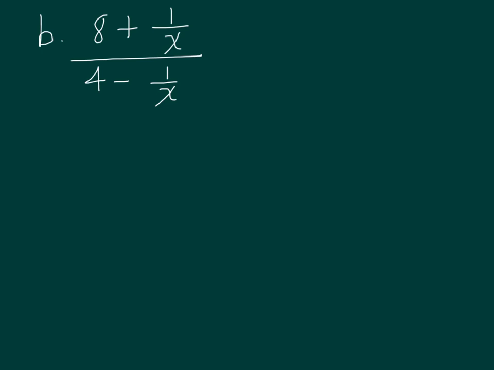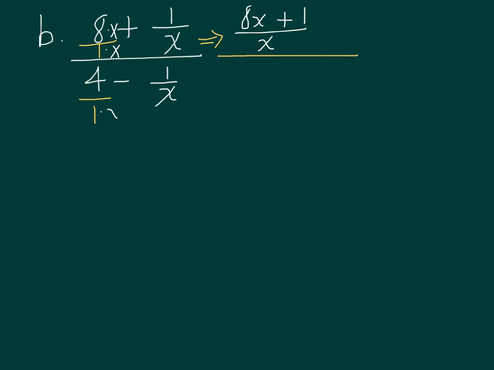Okay, B. Same thing. I'm going to put everything over 1 that doesn't have a denominator. So I'm going to work with the numerator first. I want to get a common denominator. This one has a 1 and this one has an x, so I'm going to multiply top and bottom by x. So that leaves me with 8x plus 1 over x.